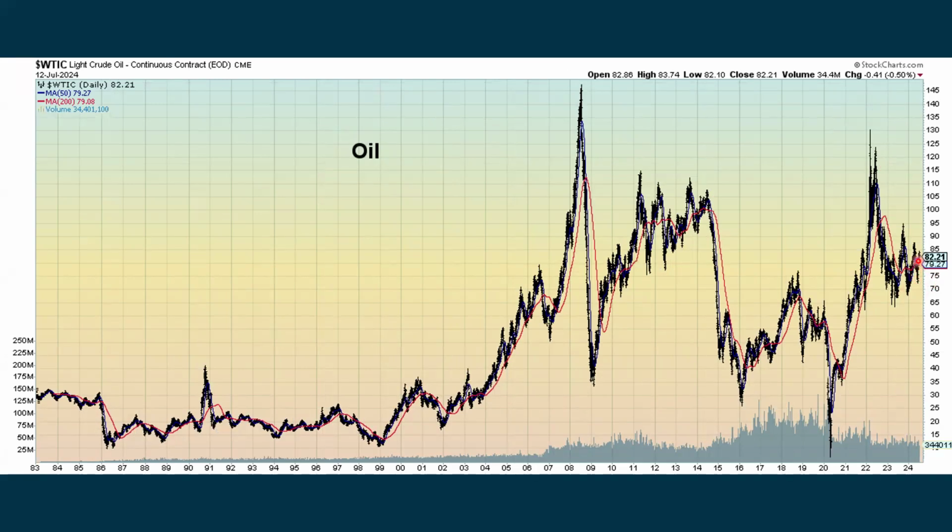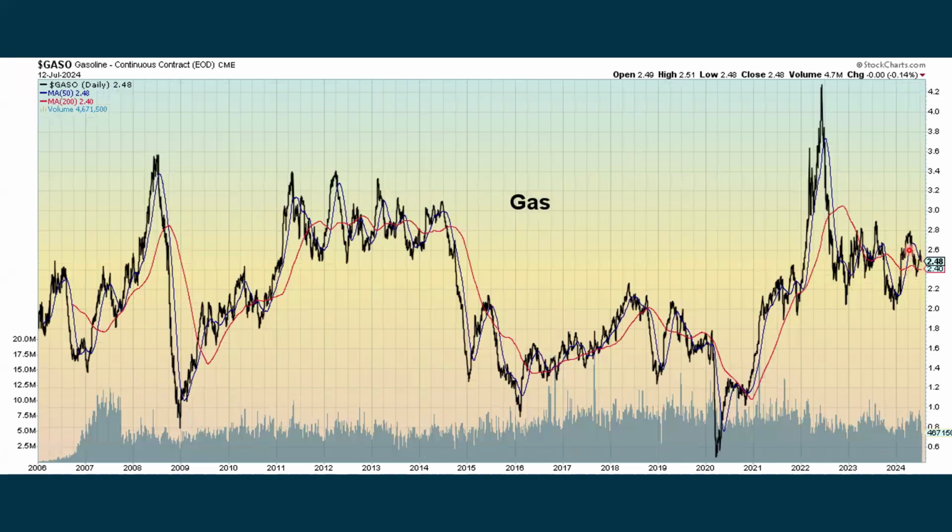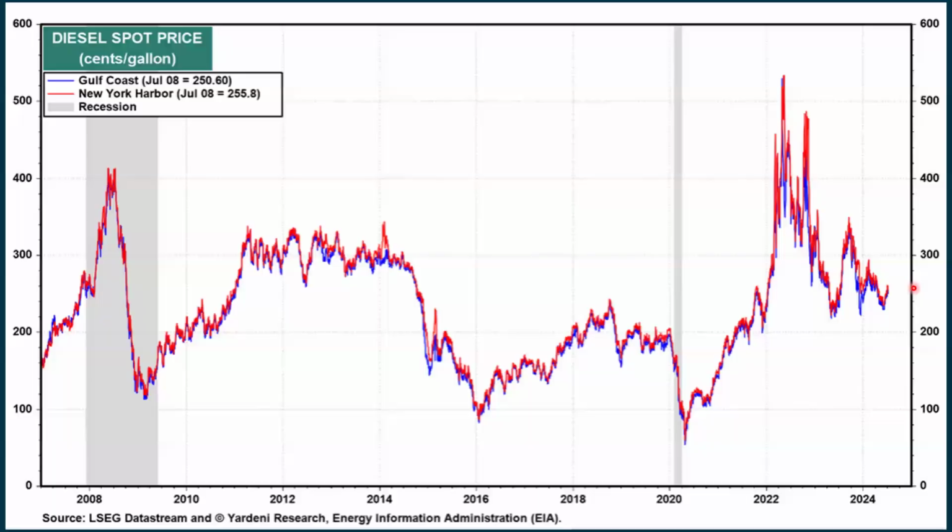So we're seeing a bit of an increase there. Gas, which is in an uptrend, but has been pulling back. If we continue to fall or go sideways, we might see a death cross, meaning that this will change from an uptrend to a downtrend.